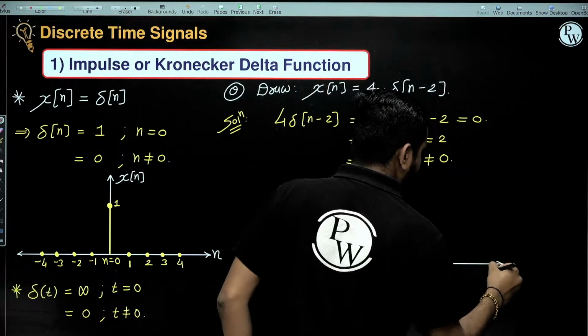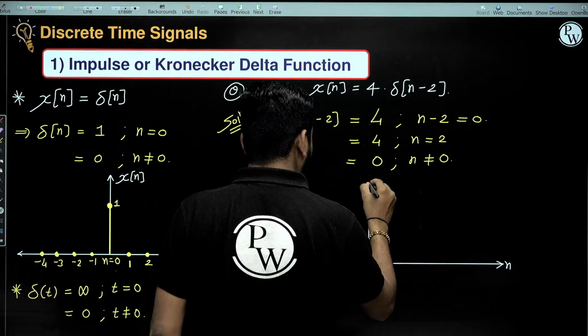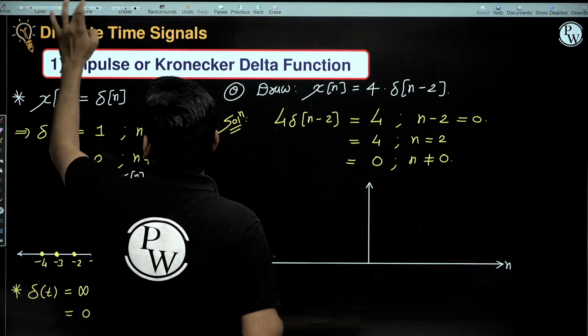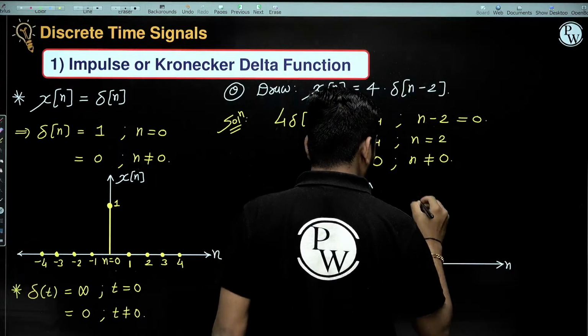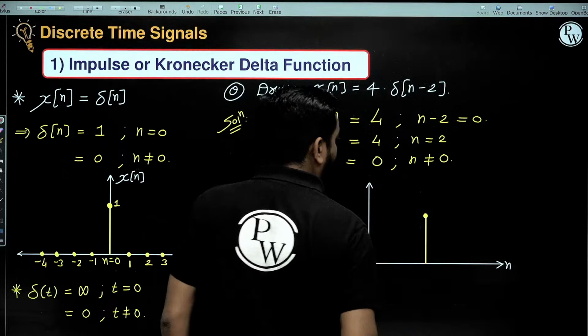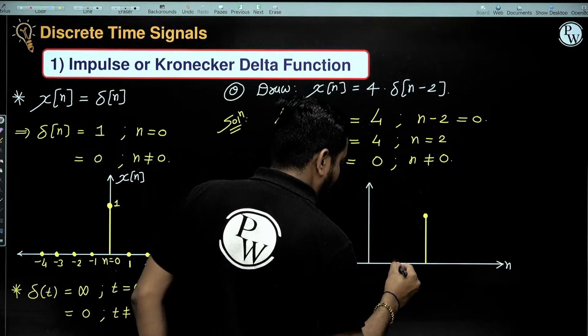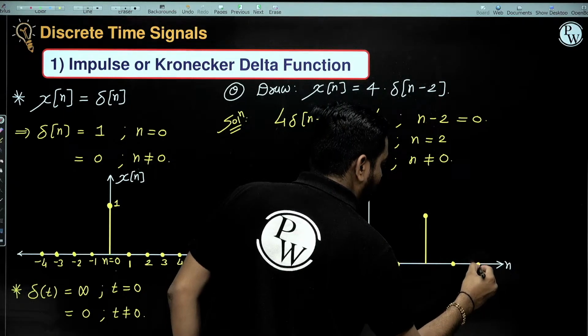So this is located at n equal to 2, guys. This is located at n equal to 2, having amplitude 4, guys, and other than n equal to 2, amplitude is 0.